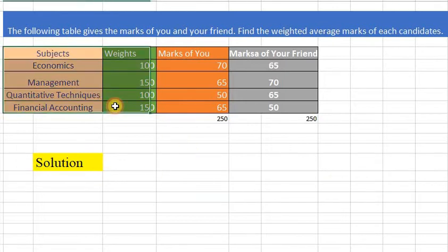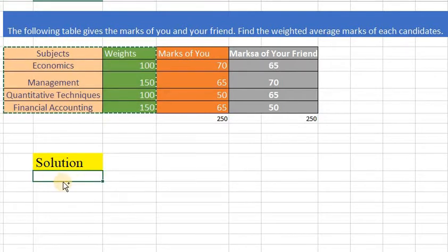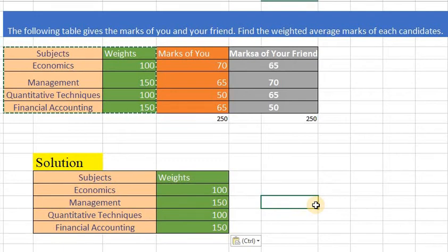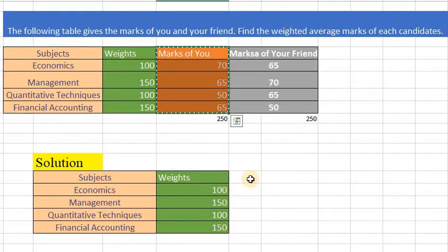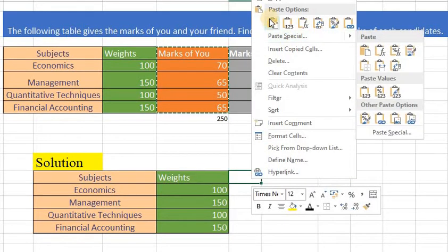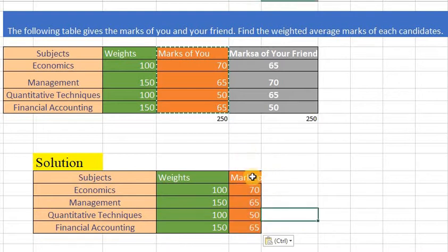I'll just copy the subject and weight. It is the same subjects and weights. After that I'll copy the marks of you, the first candidate's marks. I'll change this to x so that further calculation will become easy for us. So for candidate first, or your marks, I have coded it as x.